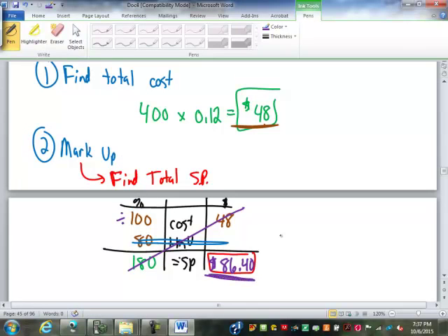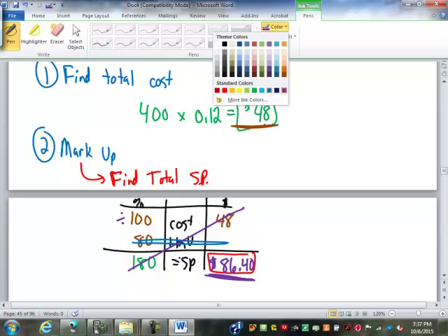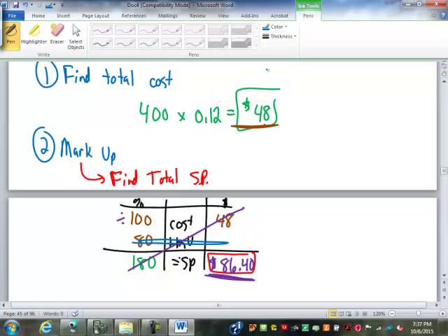So from that batch of cookies, in order to get an 80% markup on cost, we need to get a total of $86.40 out of those cookies. So that part, step 2, is just like what we did before.